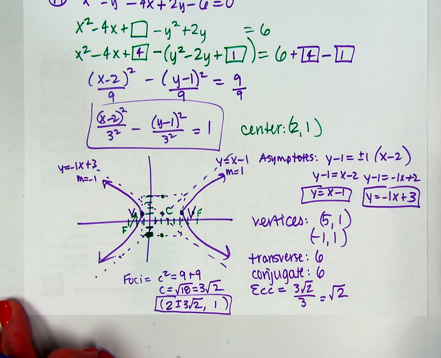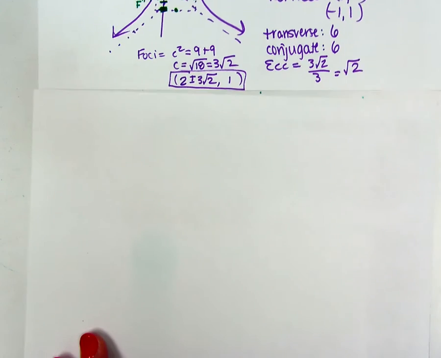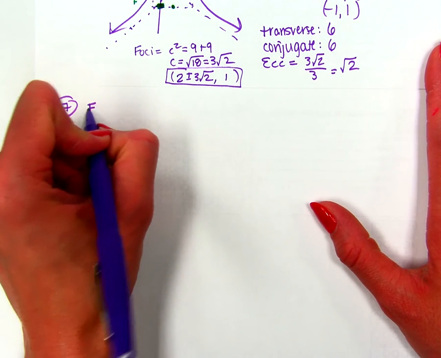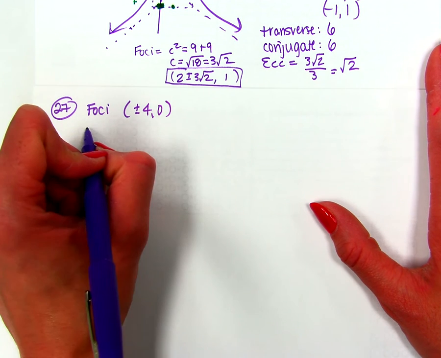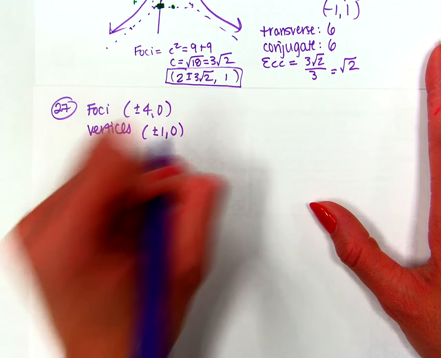All right, almost done. The last 2 problems are working backwards problems. So we're going to be given some information, and you have to come up with the equation of the hyperbola. So for 27, the only information you're given is that the foci are at 4, 0 and -4, 0, and the vertices are at plus or minus 1, 0.